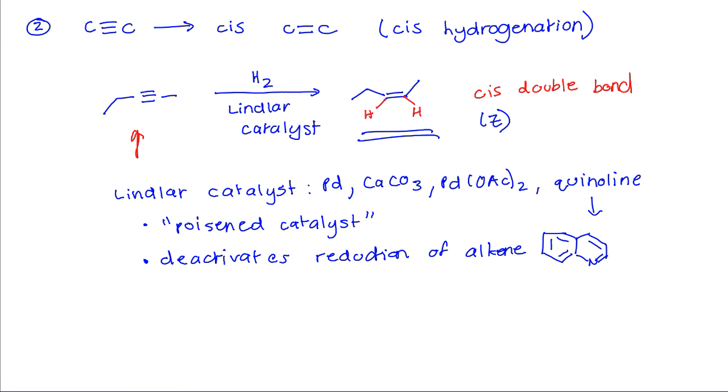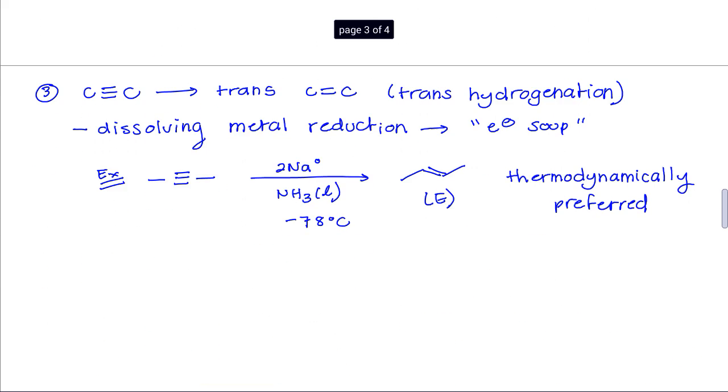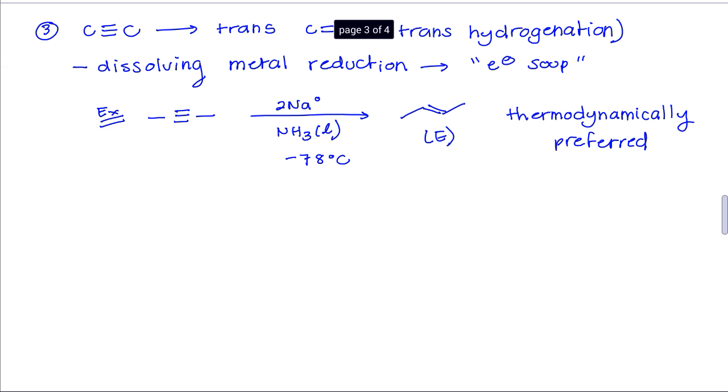Okay. So one more flavor. We know how to go all the way to the alkane. We know how to form a cis double bond, but we also need reaction conditions to allow us to form the trans. Okay. So this is trans double bond formation or transhydrogenation, and we're going to utilize some redox chemistry.